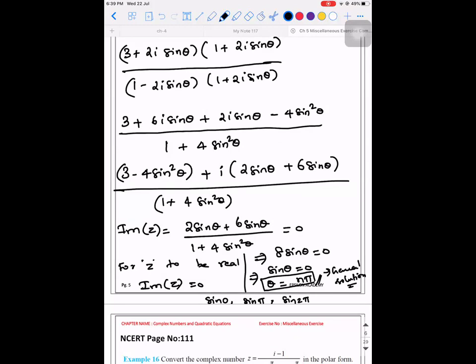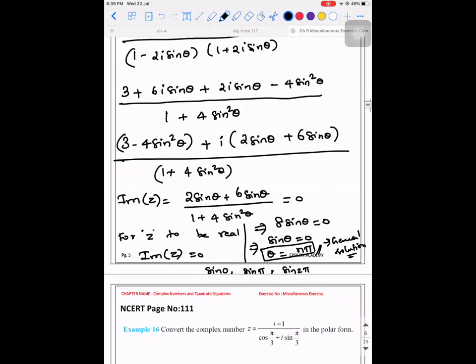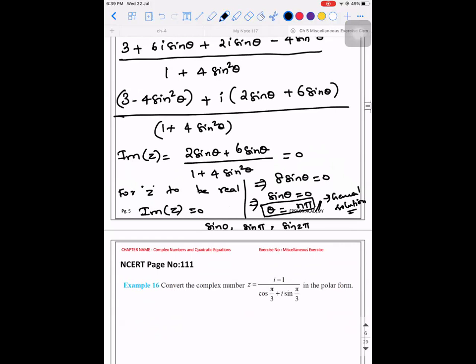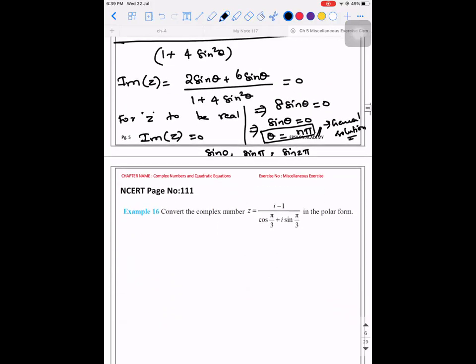So theta is equal to n pi. If someone has a textbook, please verify the answer also. I just want you to verify whether this answer is right or wrong. Okay, if you're clear, I'll proceed to the next problem. The next problem is polar form. So let's hold it. Next.